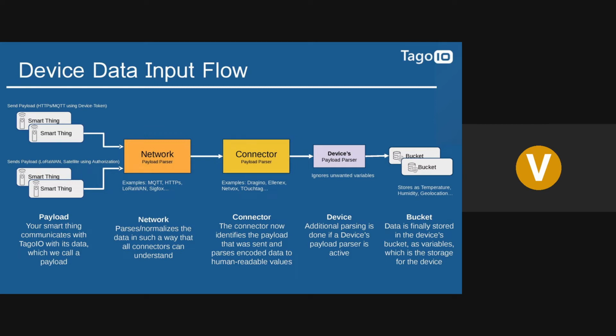Here I have the device data input flow, and I want to explain this diagram quickly so we can understand where exactly the connector is operating when you are sending data to TagoIO. And actually the connector, aside from other good things like updating the connector and applying these updates to your devices, the most important feature it has is control over your payload parser.